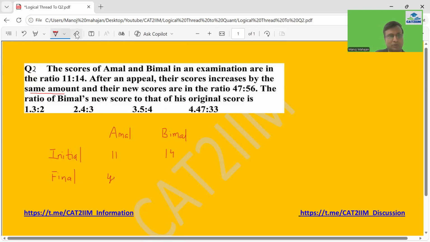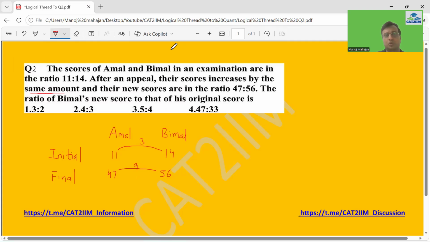So what we have out here is the ratio as 47:56. That is the final ratio. So let's look at the difference out here. What is the difference initially between the scores? If I assume 11:14, that is 3, 14 minus 11. What is the difference out here? That is 56 minus 47, that is 9.